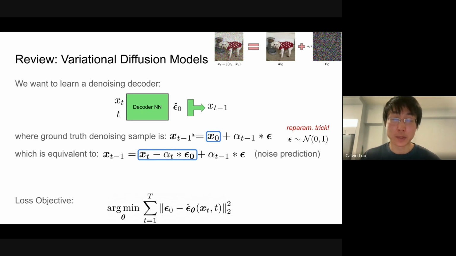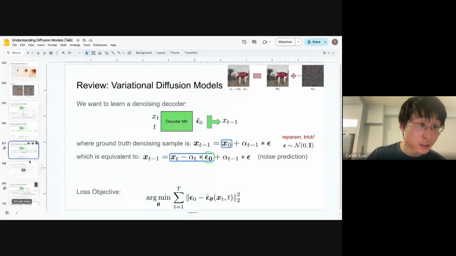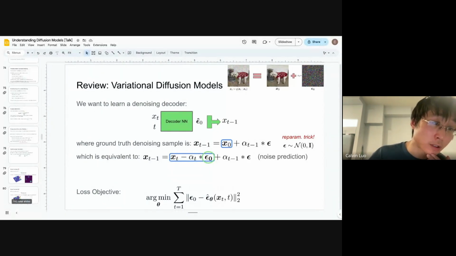So xt minus 1, because of the three different interpretations of our training objective, x0 is equal to xt minus alpha t times epsilon 0. And this goes back to, sorry, I might jump back and forth.